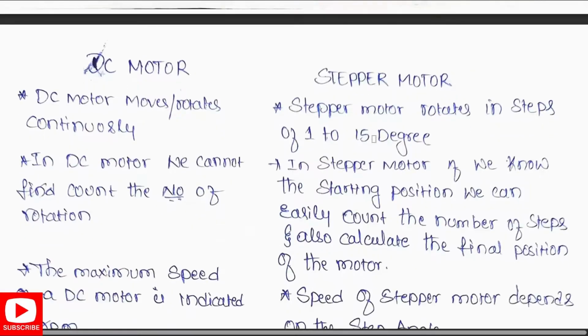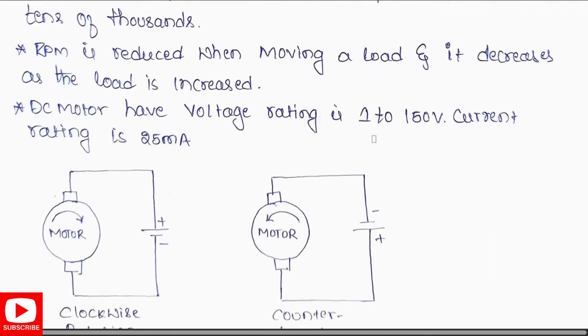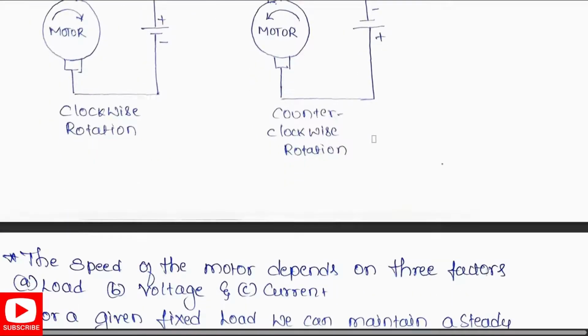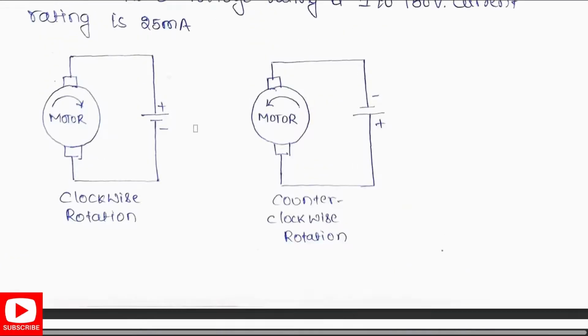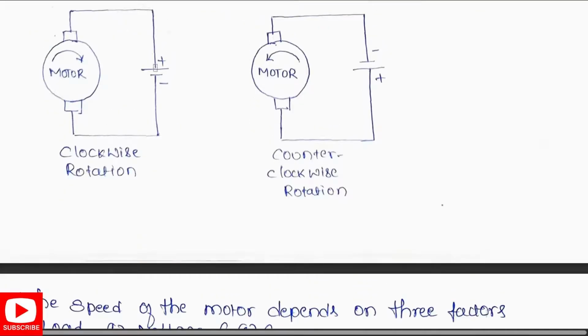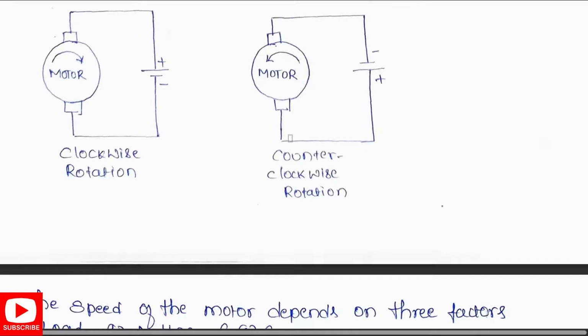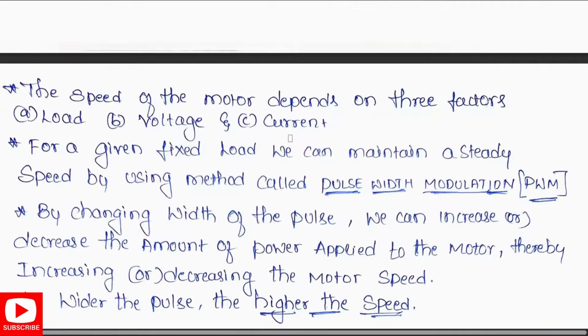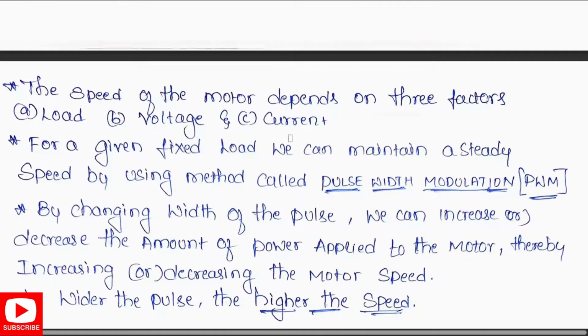This is the difference between the DC motor and the stepper motor. Go through the difference so you can have a clear knowledge of the concept. When the motor moves clockwise and when it moves anti-clockwise, first it is connected to the positive and then the signs get changed. The speed of the motor depends on three factors: load, voltage, and current.